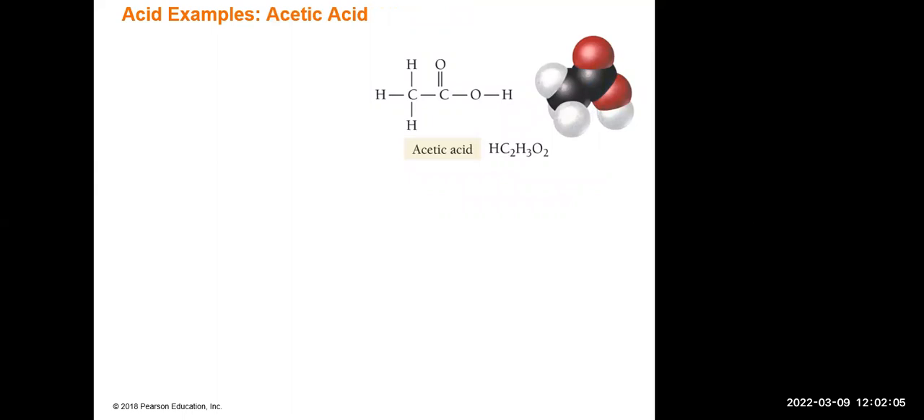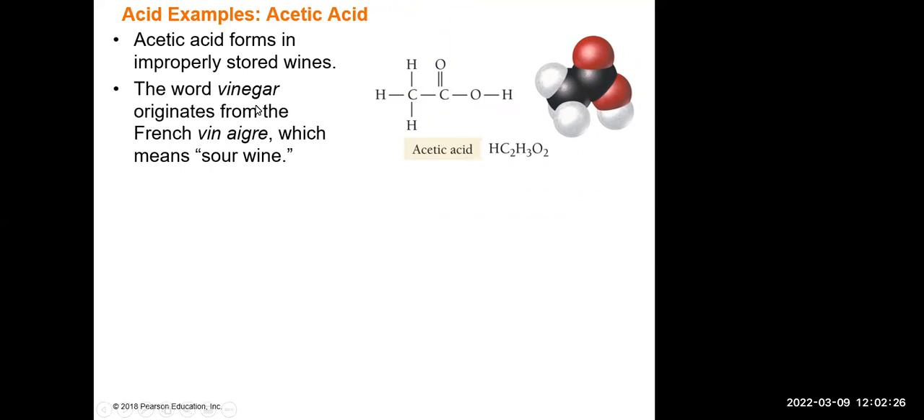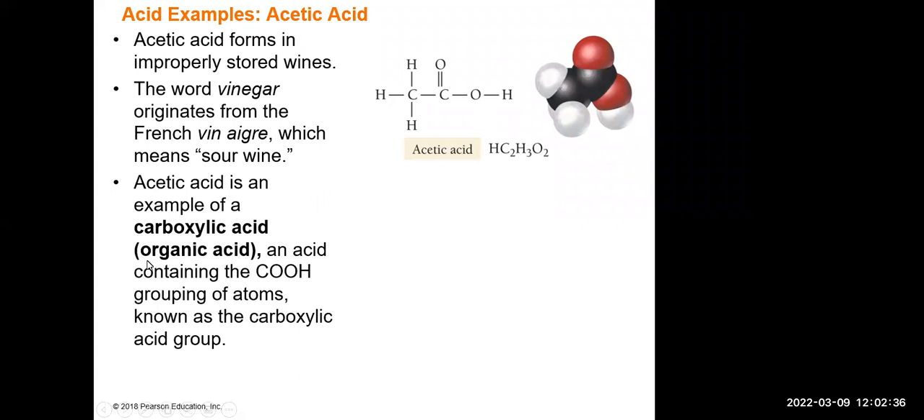Another example of acid is acetic acid. Here's the picture and formula for the acetic acid. Acetic acid forms in improperly stored wines. The word vinegar originated from French vinaigre, which means sour wine. Acetic acid is an example of a carboxylic acid. It's an organic acid. These acids contain the COOH group of atoms known as the carboxylic acid group.